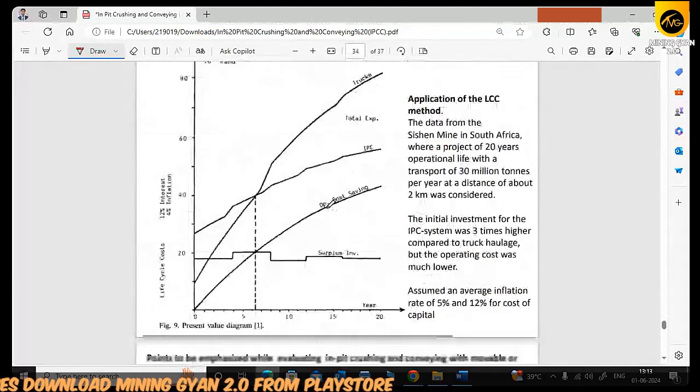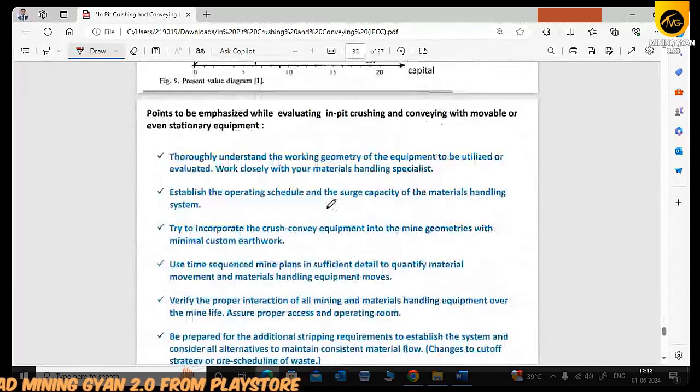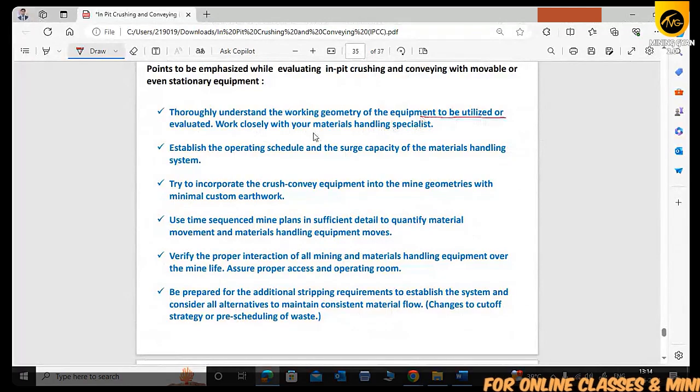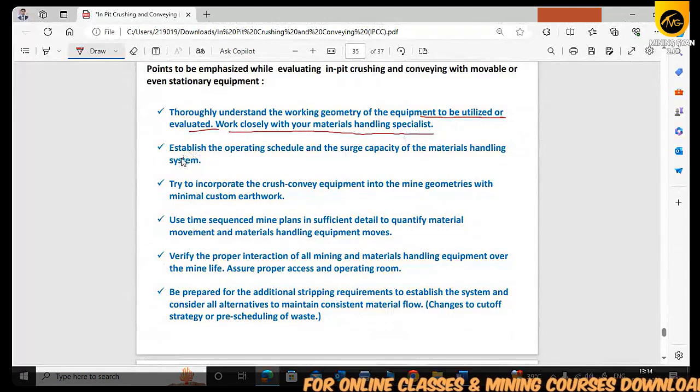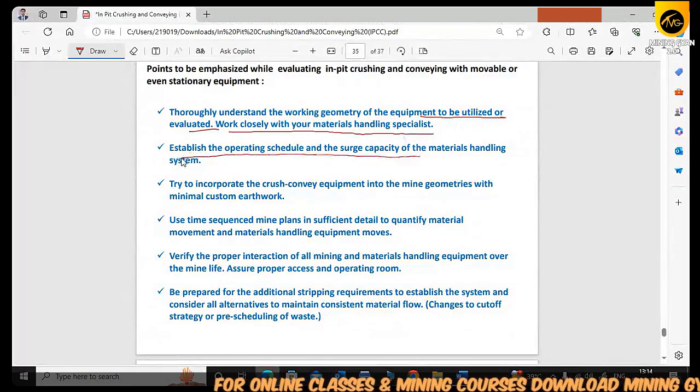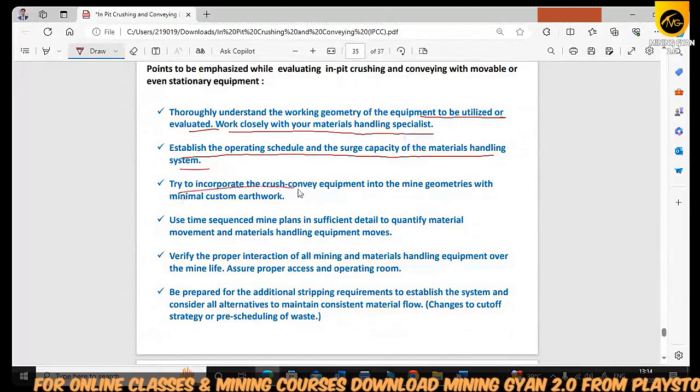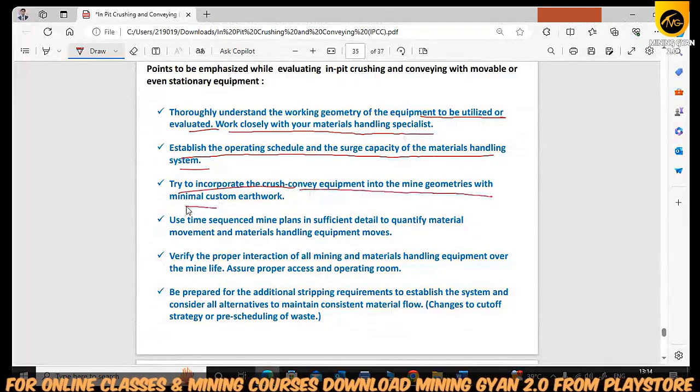The points to be emphasized, with special focus while evaluating the input conveying system, whether movable or even stationary requirement. The first point is to thoroughly understand the working geometry of the equipment to be utilized and evacuated. Work closely with material handling specialists. Establish the operating schedules and capacity of material handling systems. Try to incorporate the crush convey equipment into the mine geometry with minimum customer earthwork.